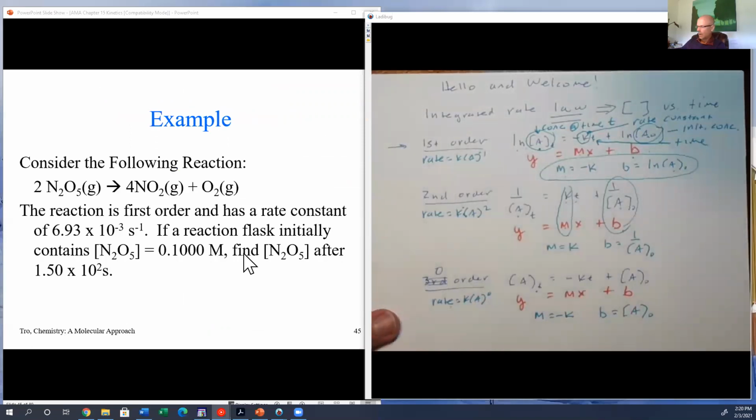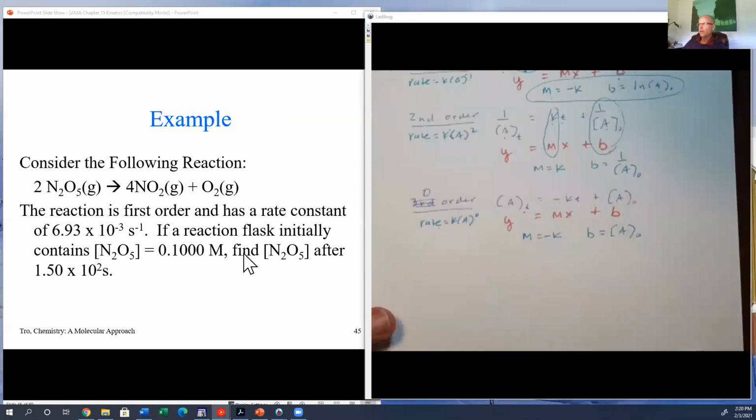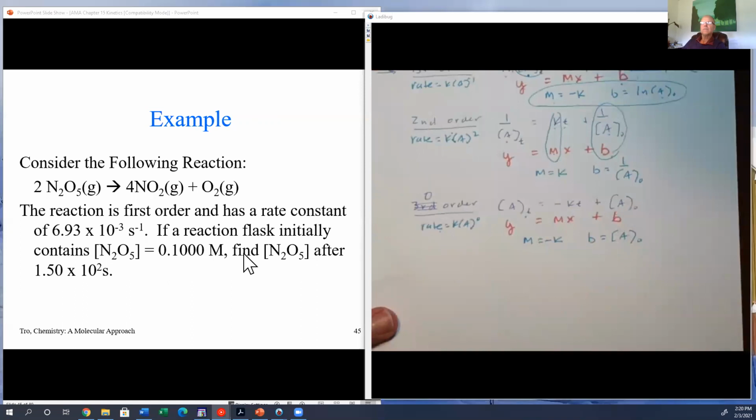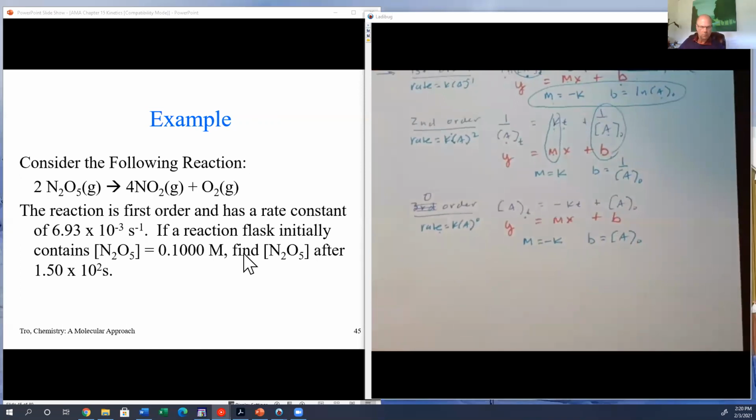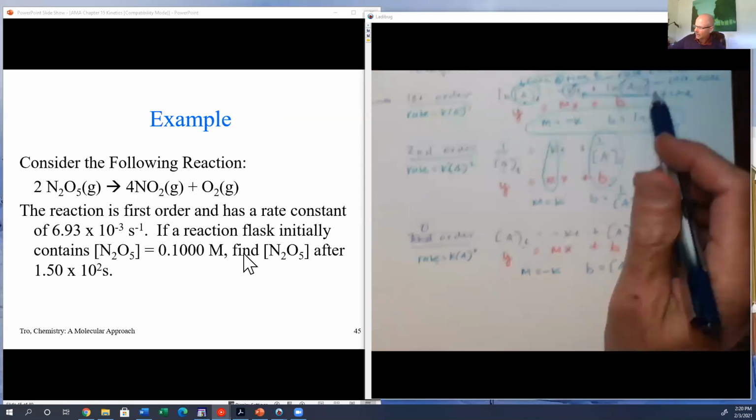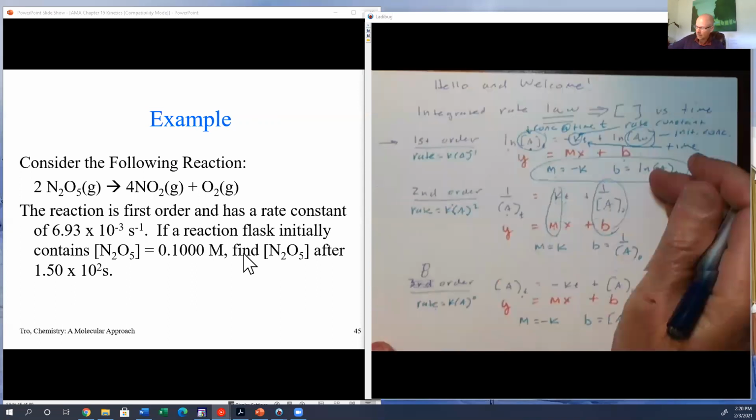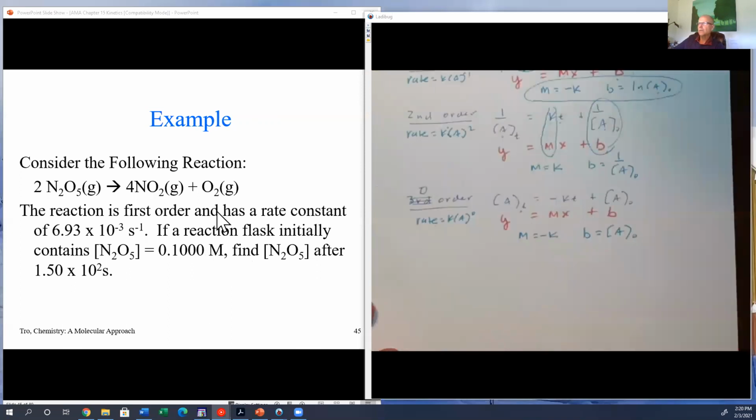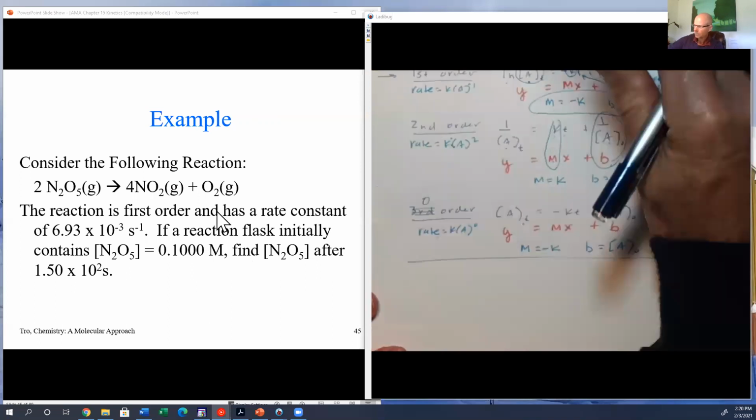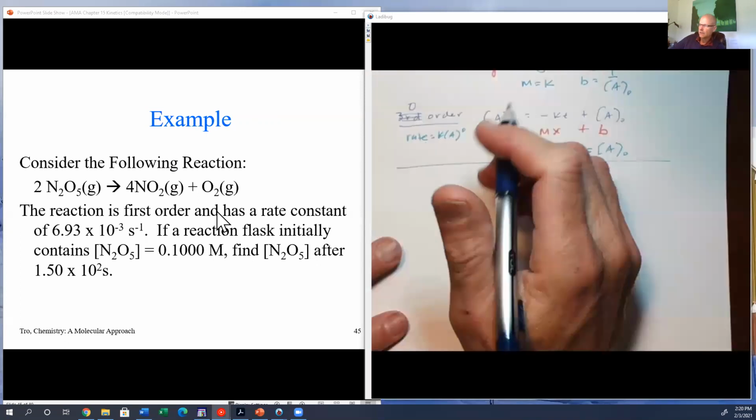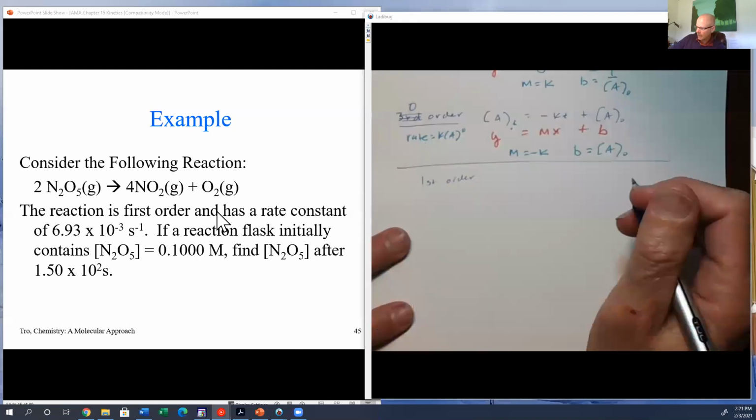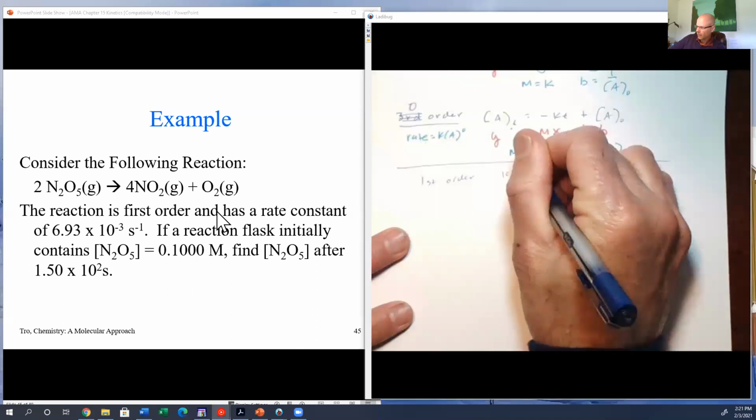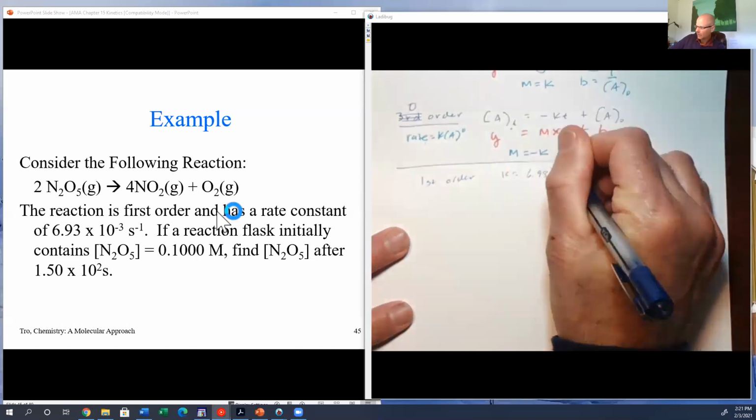All right. So now let's do an example of how we would use this equation to find the concentration of a reaction at some time, which is what we said here, that this gives us concentration versus time. So I have this reaction. We're given that the reaction is first order, and it has a rate constant K equal to 6.93 times 10 to the minus 3 per second.